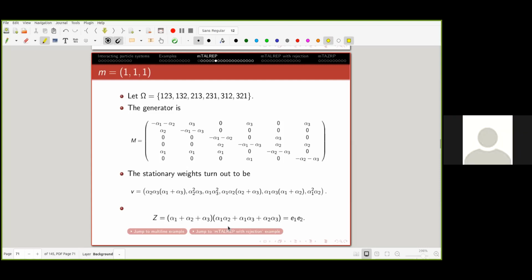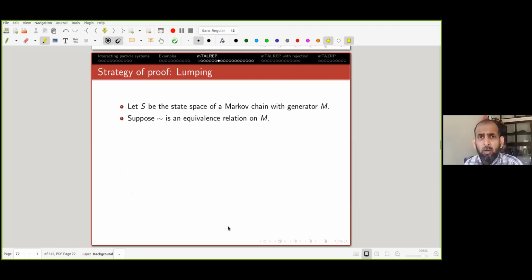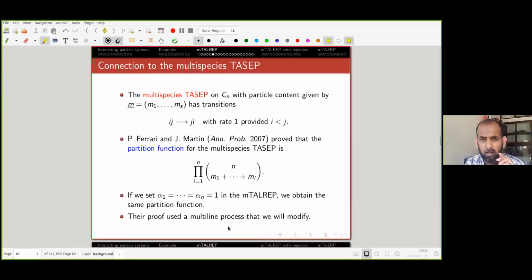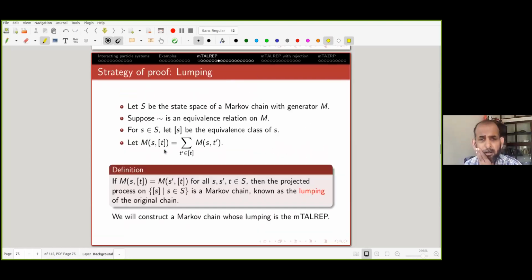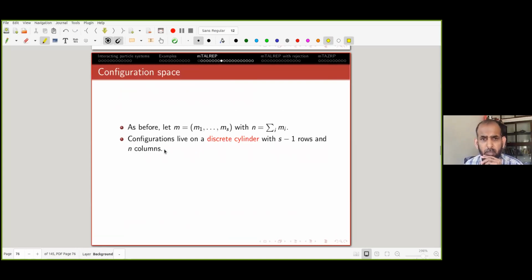Exactly. Yes, exactly. Okay, so since I'm running out of time, maybe I will not go into the proof strategy. I should say it follows more or less the strategy of the proof of Ferrari and Martin. We define. Okay, so maybe this is important, so I will spend some time on it. So we will look at a Markov chain, a larger Markov chain, which will project to this M-tal rep. Okay, and so let me describe that.